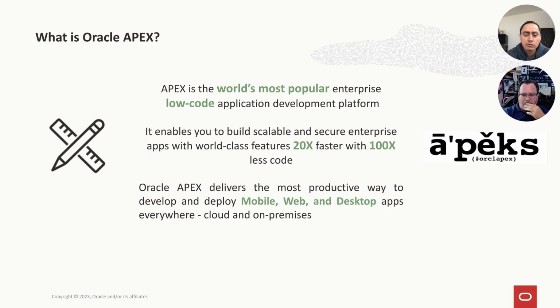So in a nutshell, what you saw was Apex is the world's most popular enterprise low-code application development platform. It enables you to build scalable and secure enterprise apps with world-class features, 20x faster with 100x less code. And with Apex, it delivers the most productive way to develop and deploy mobile, web, and desktop apps everywhere, whether you're building it on the cloud or on premises.